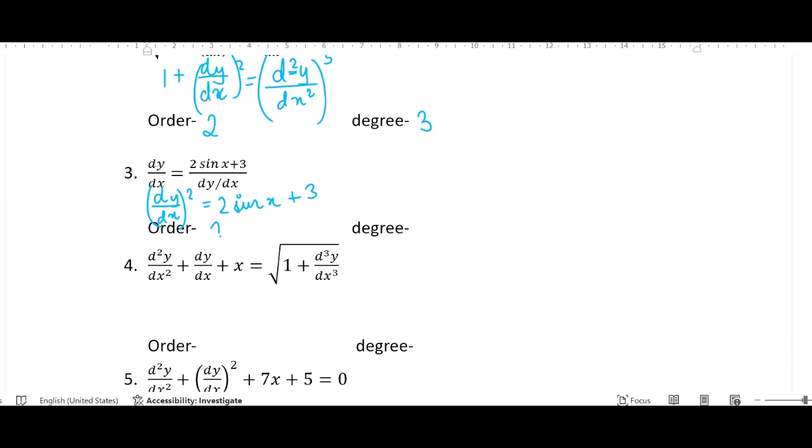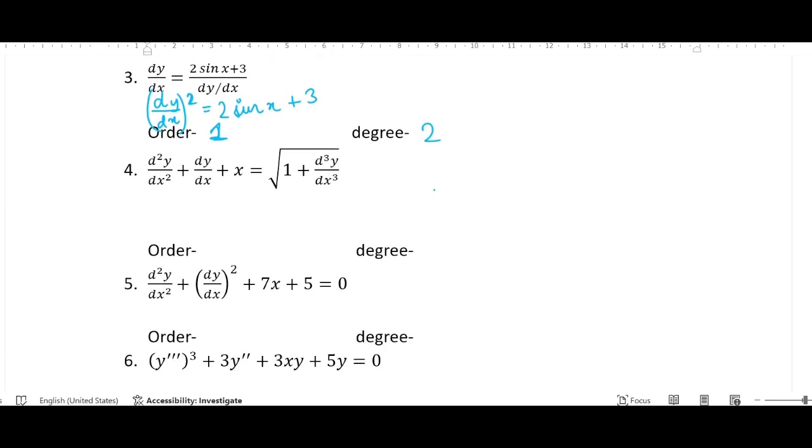So what is the order? Order is 1 because there is no other differential term, and the degree is 2. Why? Because this term from which you are determining the order is raised to 2. Okay. Moving on to the fourth question.